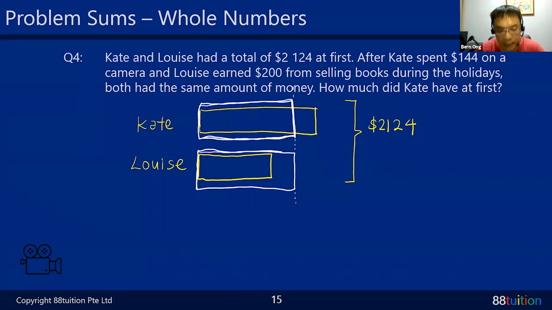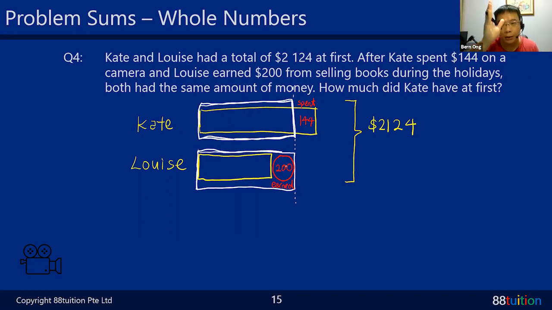Remember what happened? In the beginning, Keith got more, but Keith spent 144. So this red color portion here is spend. Spend 144. That part is spend, which means cut shorter. And what happened to Louis? Louis earned. So this part is earned by Louis. Earned how much? Earned $200. Can you see or not?